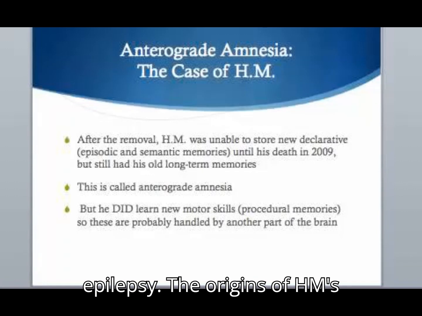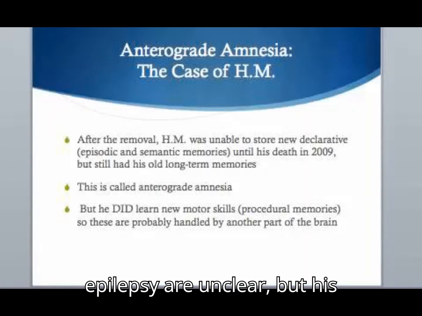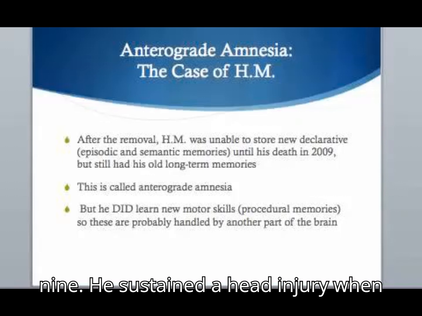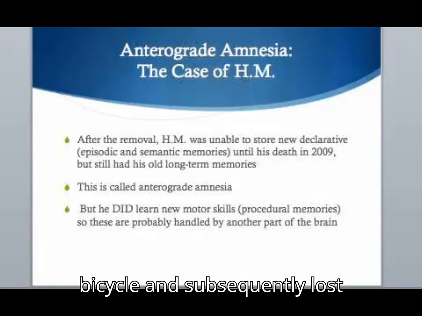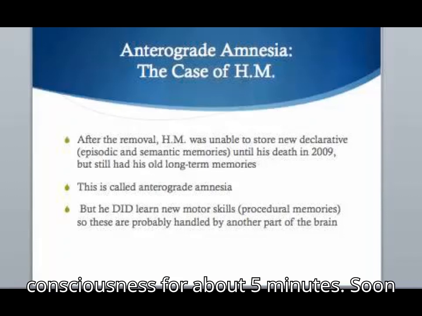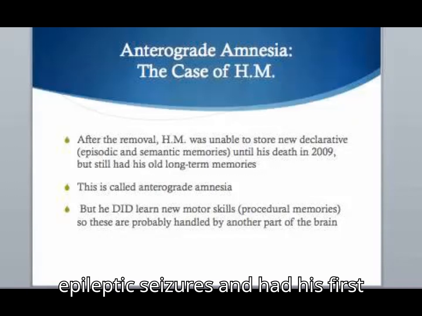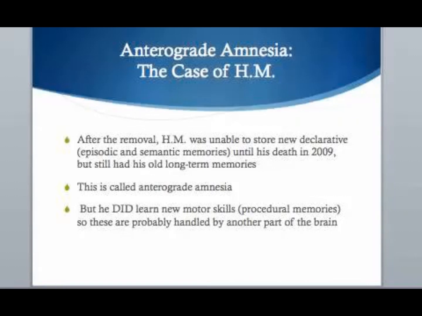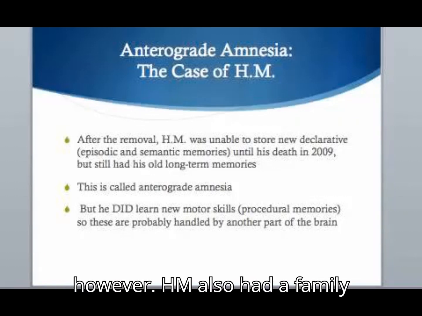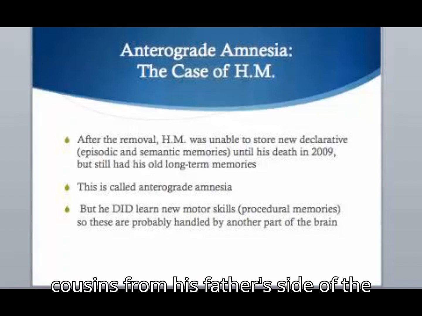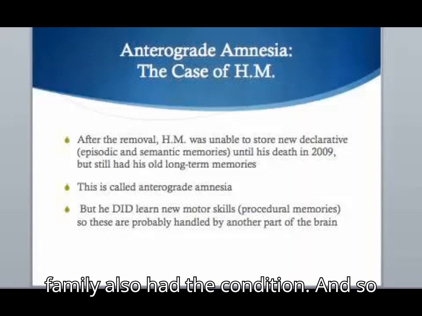The origins of HM's epilepsy are unclear, but his condition is sometimes attributed to a bicycle accident he had at the age of 9. He sustained a head injury when he was knocked down by someone on a bicycle and subsequently lost consciousness for about 5 minutes. Soon afterwards, he began suffering from minor epileptic seizures and had his first major seizure on his 16th birthday. However, HM also had a family history of epilepsy. 3 of his first cousins from his father's side of the family also had the condition.